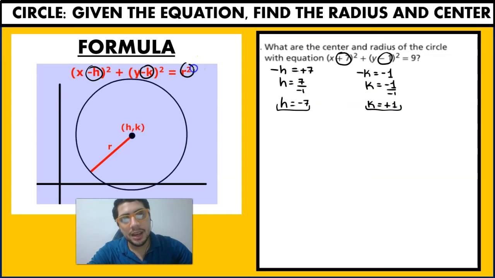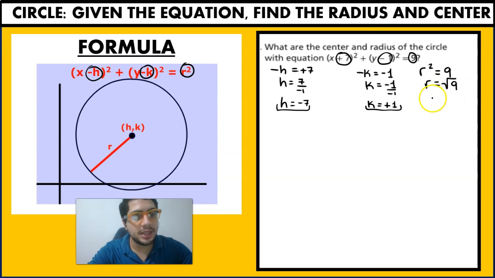right? And then r^2 is going to be 9, right? So r^2 is 9. r is equal to the square root of 9 because we're not allowed negatives here. So r is going to be a value of 3.